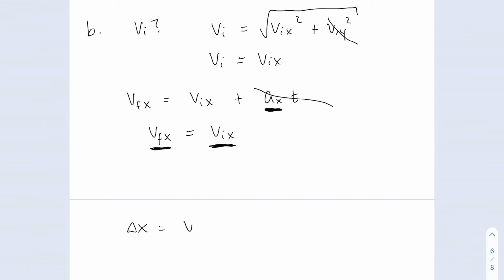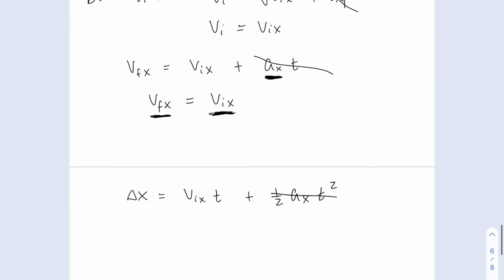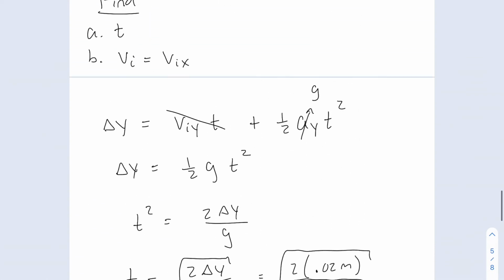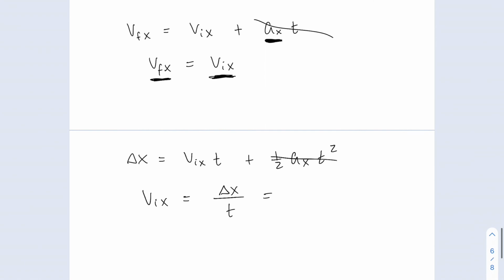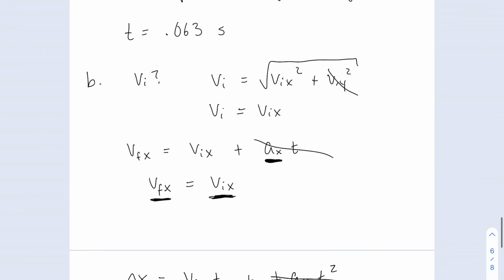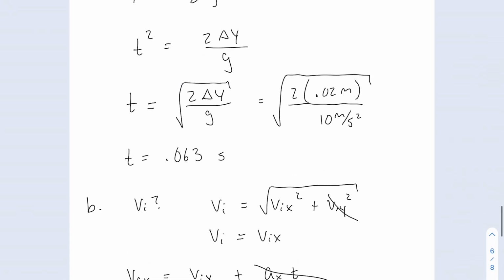Delta x equals v initial x t plus 1/2 ax t squared. And ax is 0, so that whole thing goes away. And then I can solve for v initial x and get delta x over t. And then plugging those numbers in, we have delta x is 50. And I'm using the time that I had from part A.